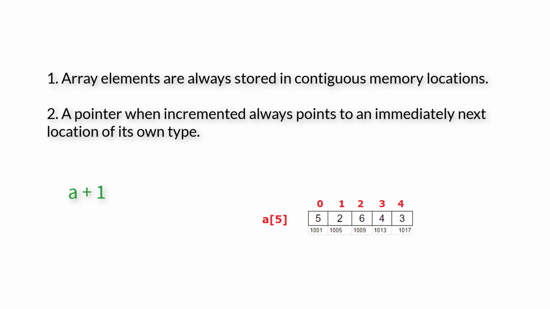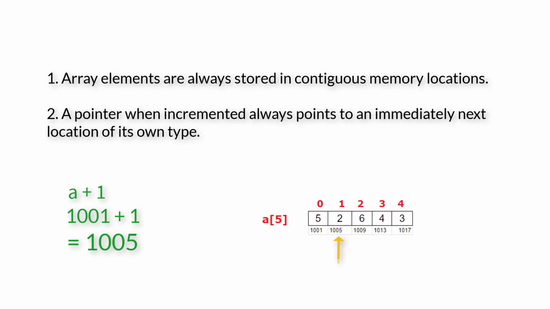So with that understanding, what will you get if you add 1 to the base address? So 1001 plus 1, you might be thinking you will get 1002, but that's not right. You will be getting 1005, which is the next memory location. Get this now itself: a pointer when incremented always points to the immediately next location of its own type. Because a of 5 is integer type, an integer holds 4 bytes, so the next memory location is 4 bytes after this.